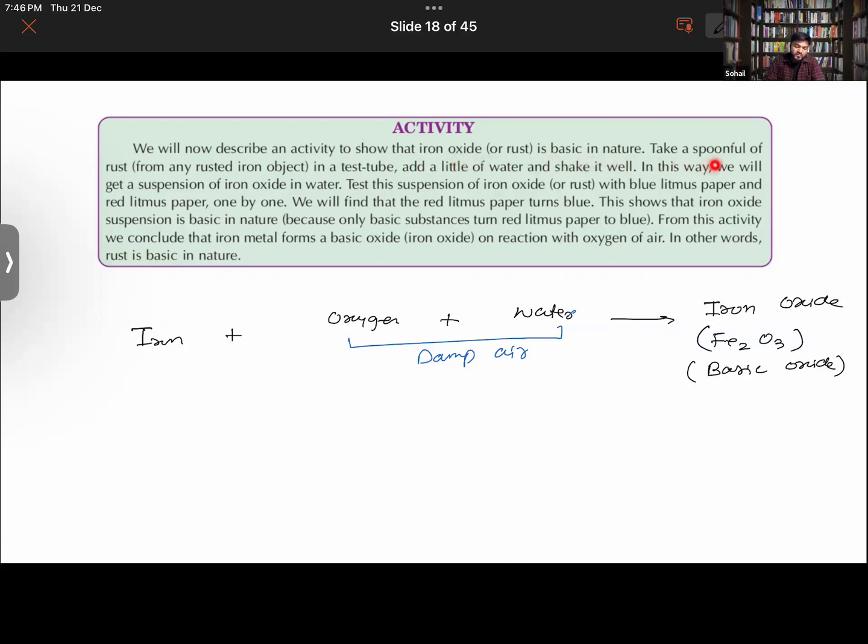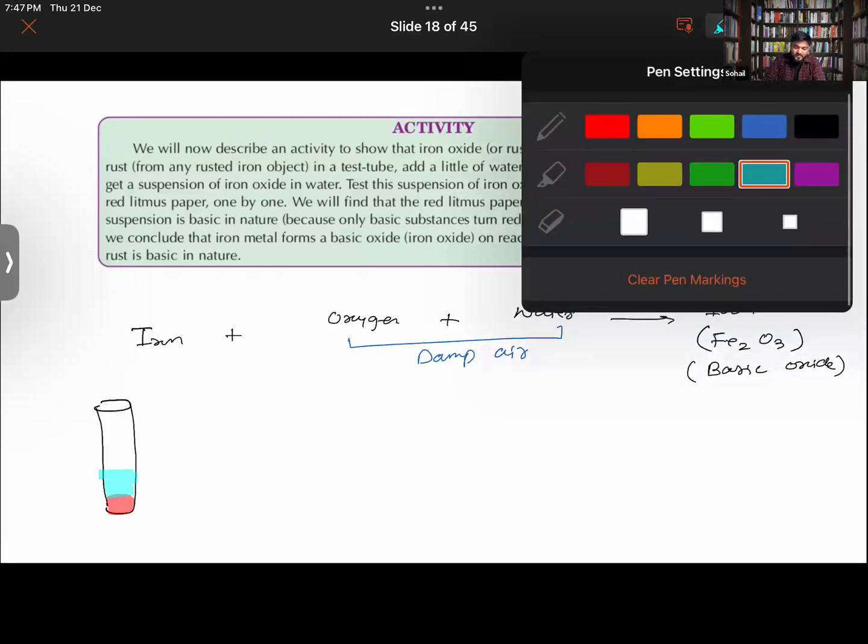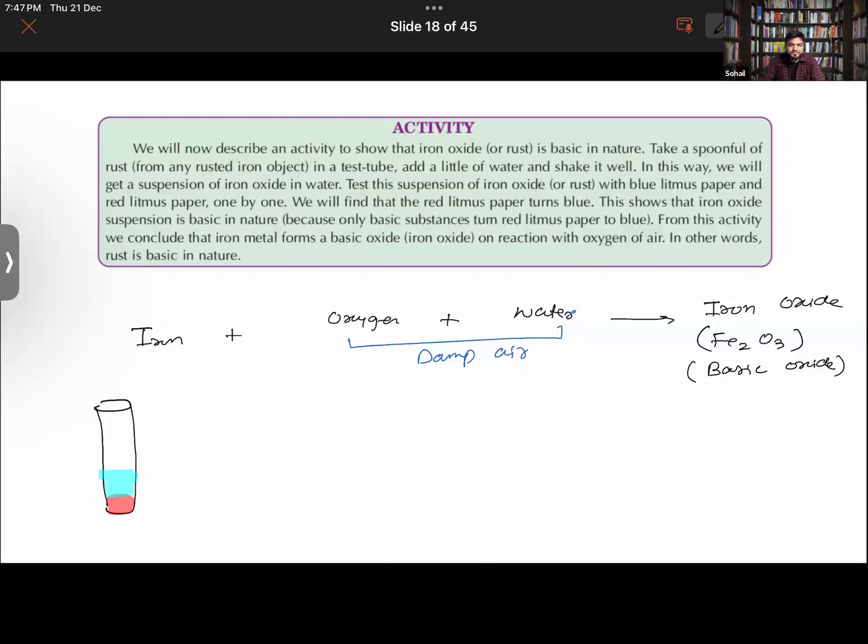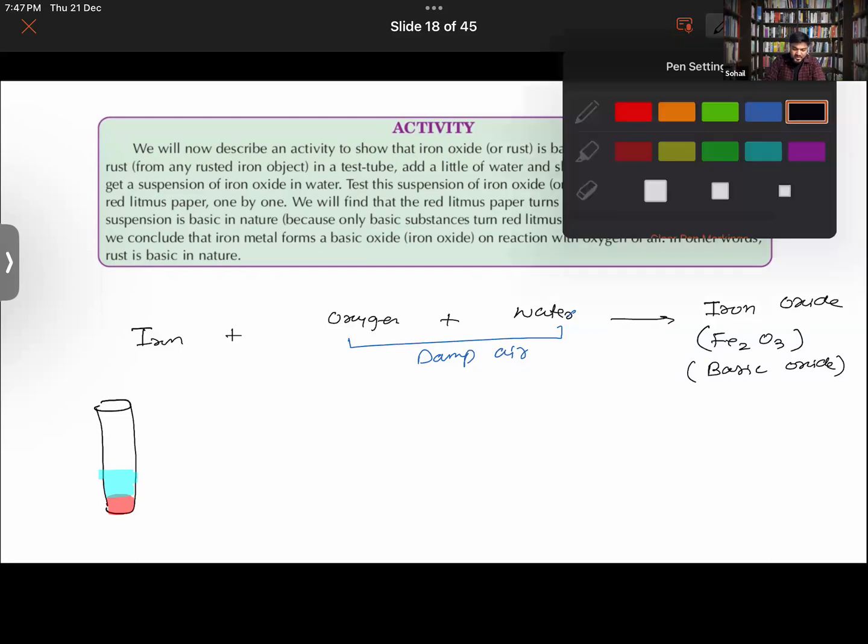So what we can do is take some spoonful of rust from any rusted iron object. We will take some rust in a test tube. Let's say in a test tube we have taken some rust powder. Now you will add some amount of water in it. We added some water. Now mix it well. And then we will take a red litmus paper.